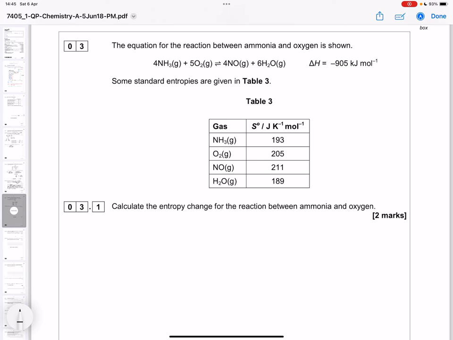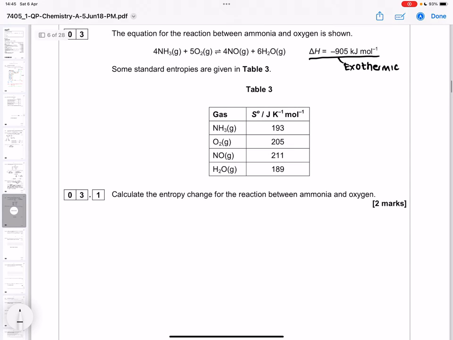shown. And we've been given an equation and we've been showing that the delta H here is exothermic. We might need that later on. It's a negative number. We're then being given some standard entropy values. Remember, entropy is the measure of the disorder. The bigger the number, the more disordered. So we can see these are all gases, and we can see that nitrogen monoxide has the highest disorder.